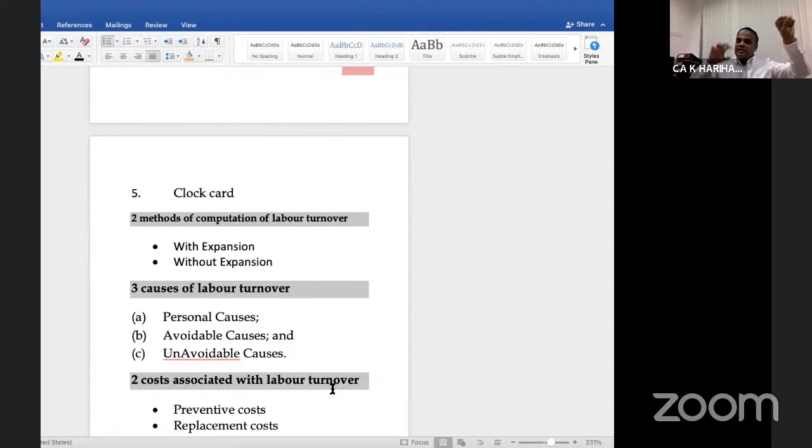Without expansion and with expansion. Under without expansion, three methods: separation, replacement, and mixed method. Under with expansion, three methods: separation, accession, and flux method.